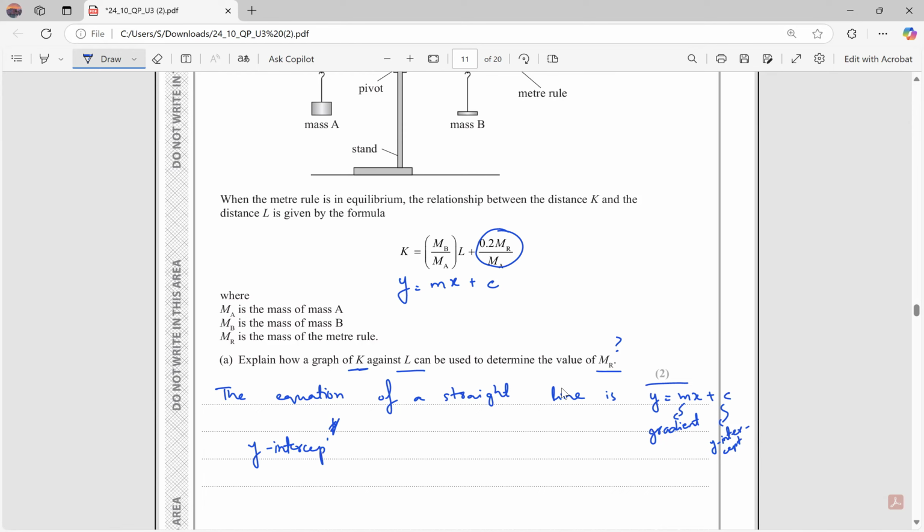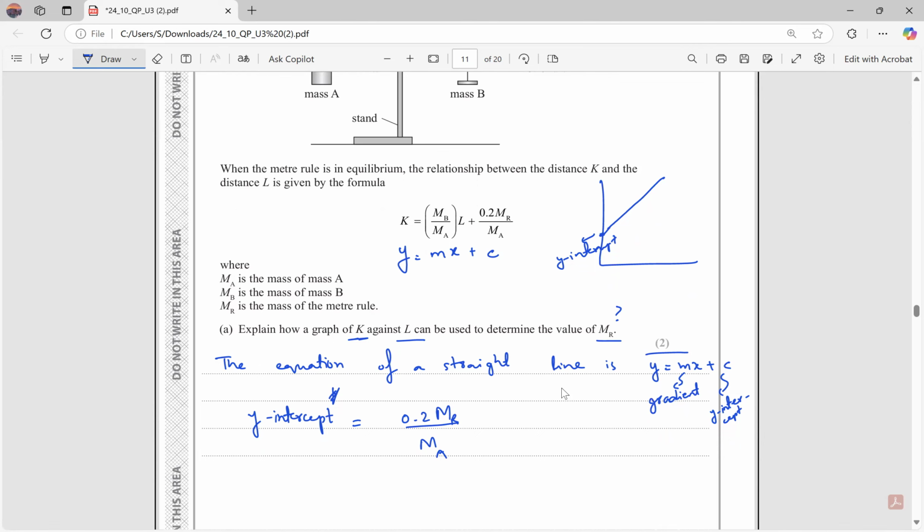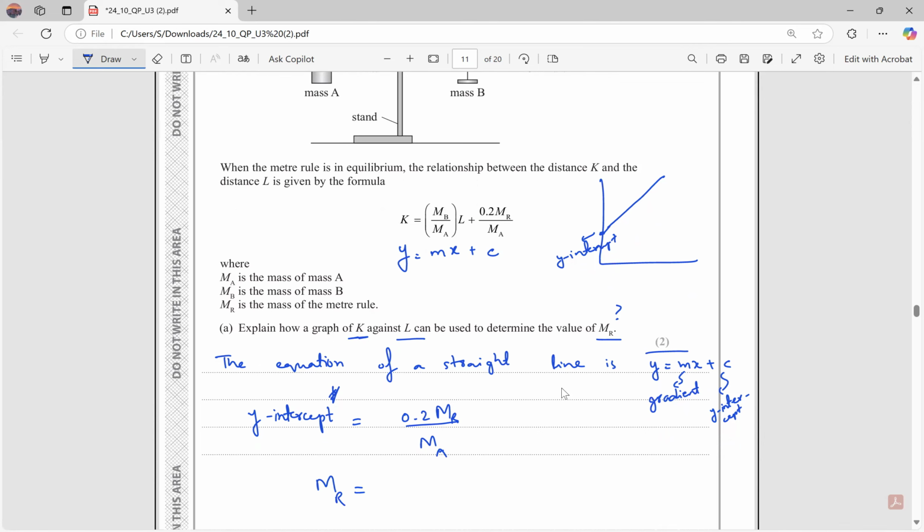The y-intercept is the point where the graph touches the y-axis. So let's say you draw the graph and it touches the y-axis at this point, then this is the y-intercept. So the y-intercept here would be 0.2 times MR over MA. And then we can just rearrange it to get MR. So this would be MA over 0.2 times the y-intercept. That's it.